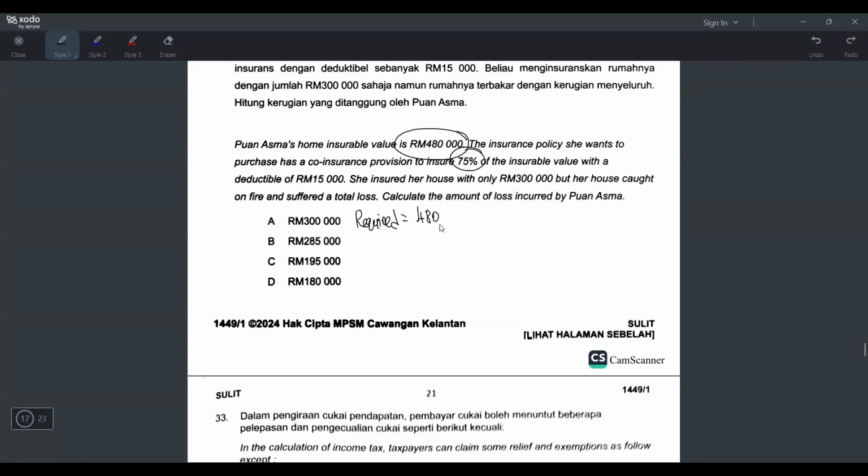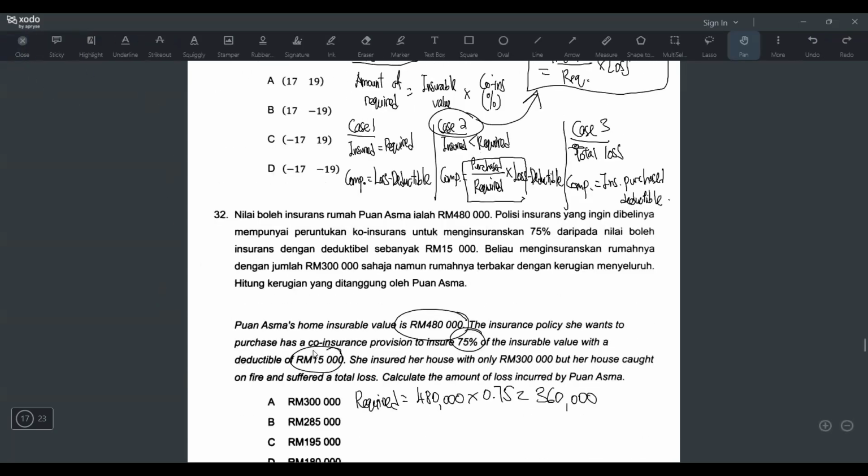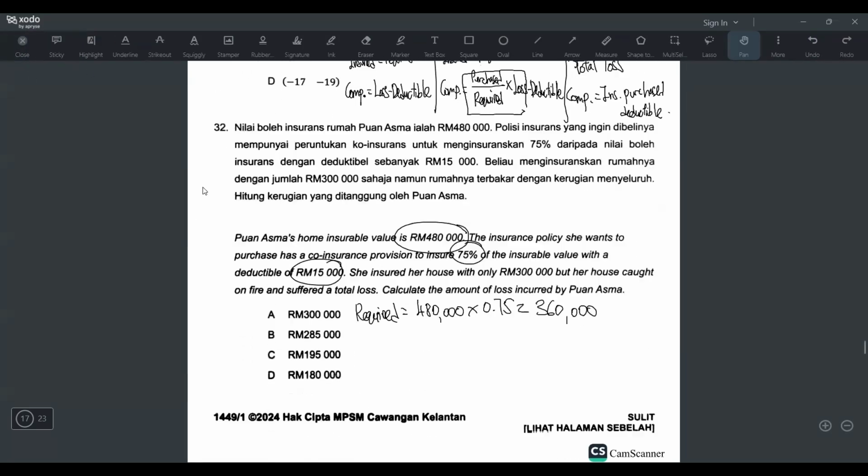So 480,000 times with 75% like this, right? So calculate the required first. Always start with this formula. So let's press 23 times 0.75. Okay, my calculator give me 360,000. So this is the amount of required insurance. Okay. Okay, and then they say deductible is 15,000. Okay, this one we don't use it now because we only use it when we calculate compensation.